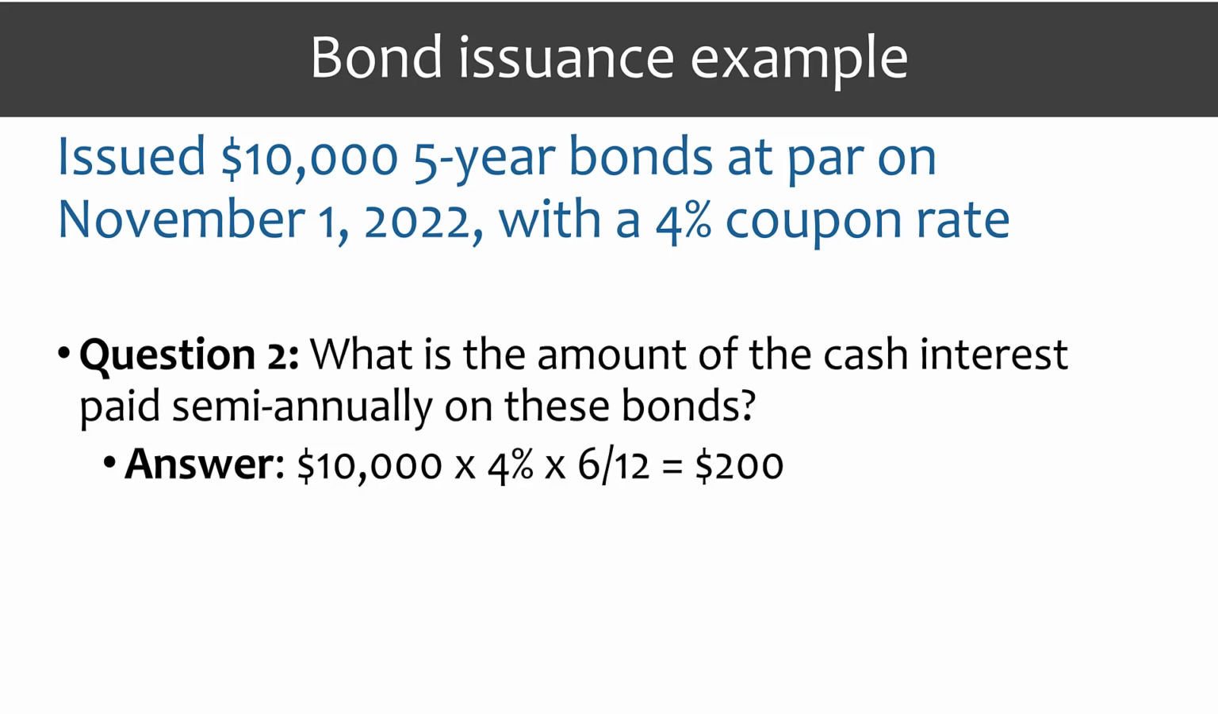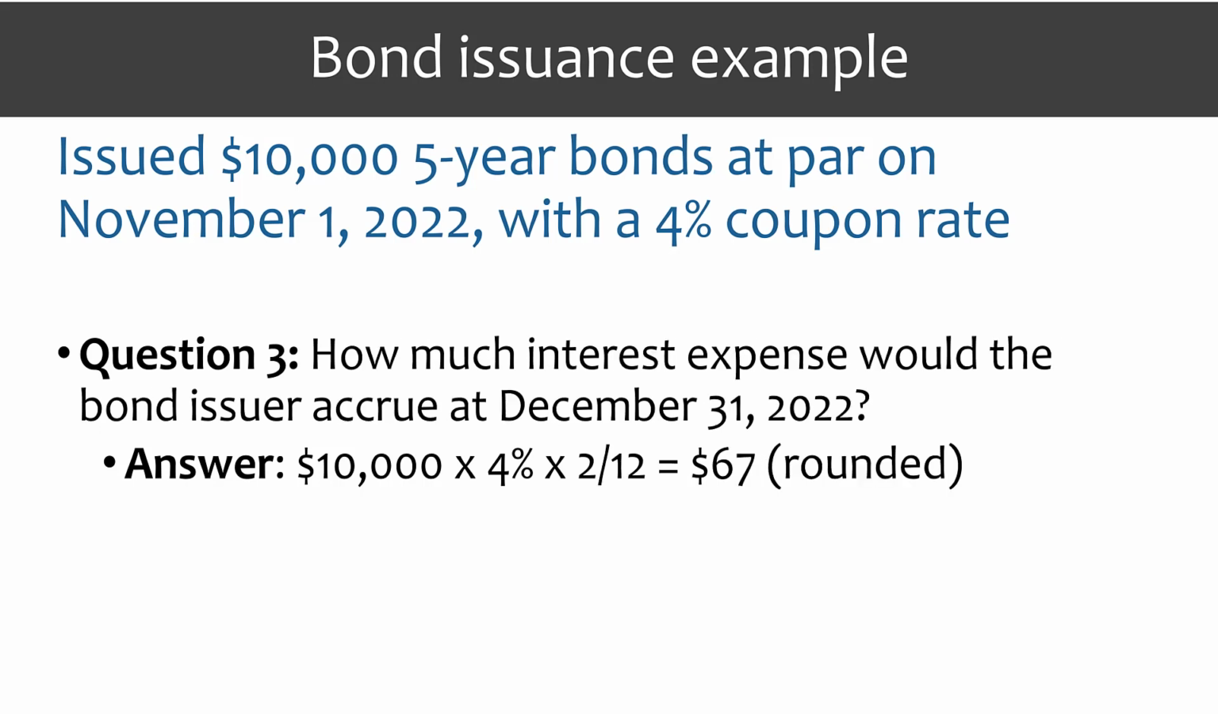Now for the second question, same example. What is the amount of the cash interest paid semi-annually on these bonds? To answer this question, we would take $10,000 and multiply by the coupon rate of 4% and then multiply by 6 months divided by 12 months to get $200 for the semi-annual cash interest paid.